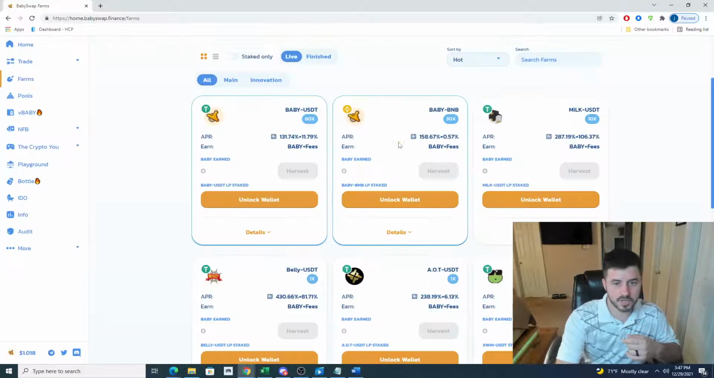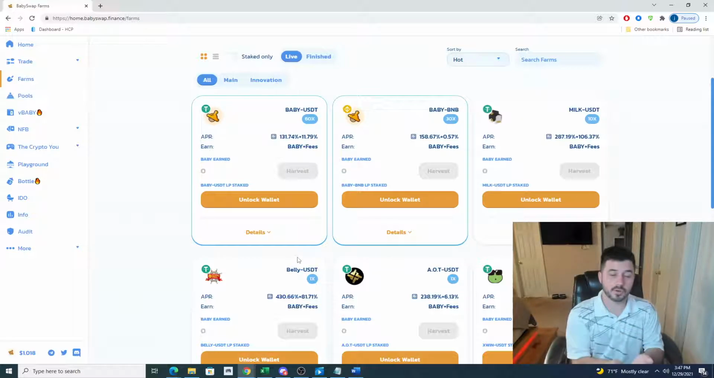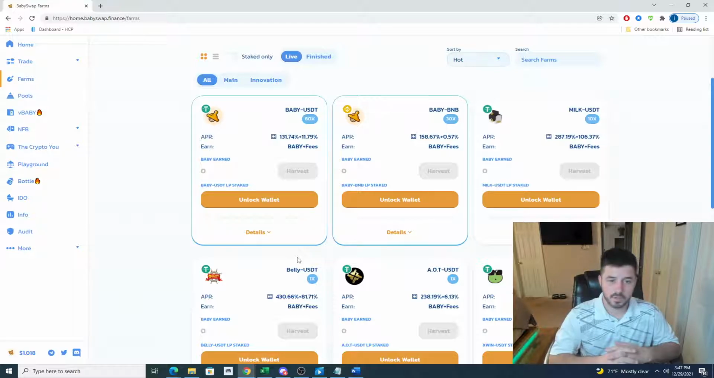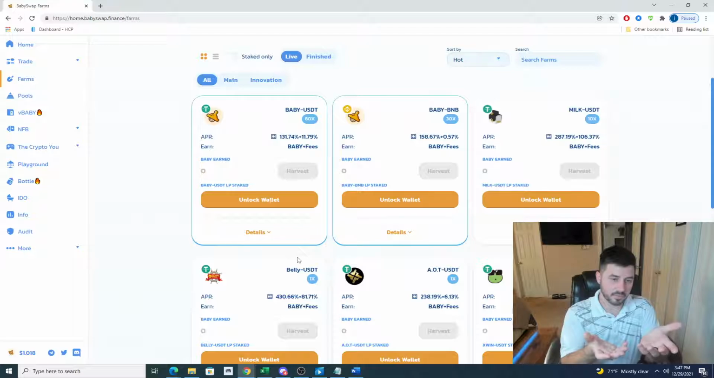The risk associated with this is if BabySwap goes down in value, what you're actually holding will decrease in value as well. So, if you've got $50 in Baby and the other is $50 in US dollar tether, if Baby becomes worth less, the value of the Baby in your farm will go down.